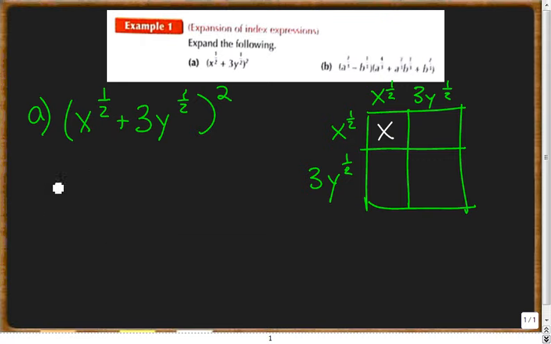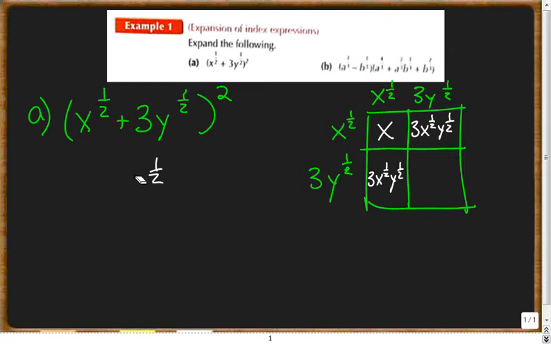And then you have x to the 1/2 times 3y to the 1/2. Well, nothing has the same base here. You could combine the x to the 1/2 and the y to the 1/2 to make xy, both to the 1/2, because they have the same exponent, but that's not necessary here. So we're just going to rearrange this and call this 3x to the 1/2, y to the 1/2. This would be 3x to the 1/2, y to the 1/2 as well.